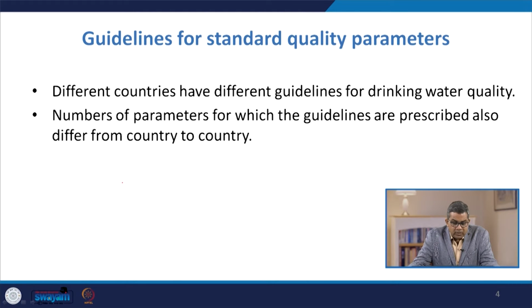Now let us talk about the guidelines for standard quality parameters. Different countries have different guidelines for drinking water quality. When we talk about availability and requirement, every country, and sometimes even every state, has various guidelines for drinking water quality. The number of parameters for which guidelines are prescribed also differs from country to country, state to state, region to region.